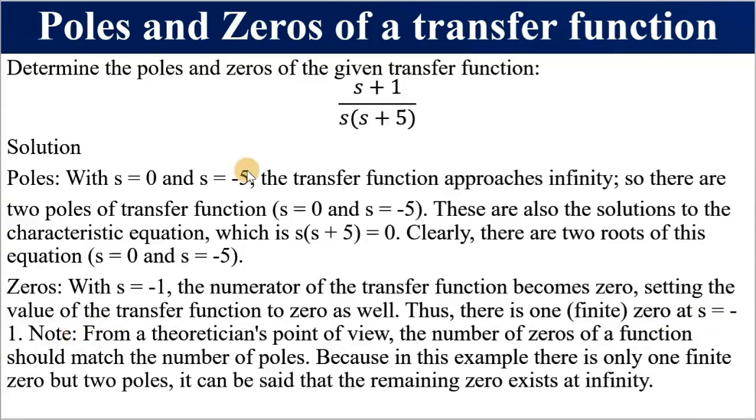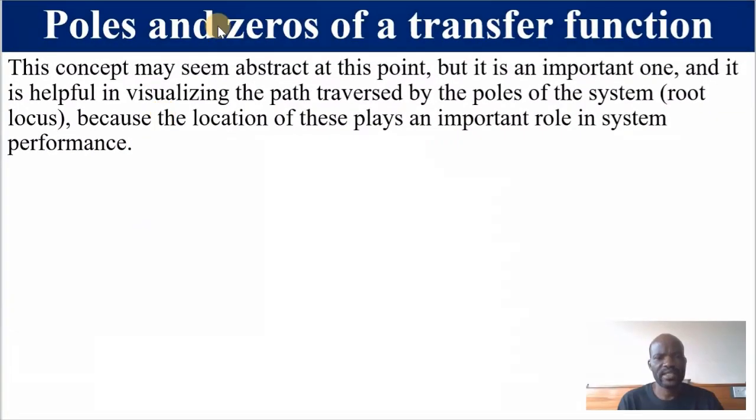Please take note, we are done. s is equal to minus 1 is our zero, and s is equal to 0 and also s is equal to minus 5, so we have got two poles. What is the significance of this concept? It is going to become clear when we have a look at root locus. It's a separate topic that we are going to have a look at in one of our lectures.